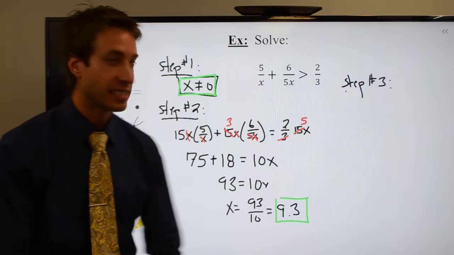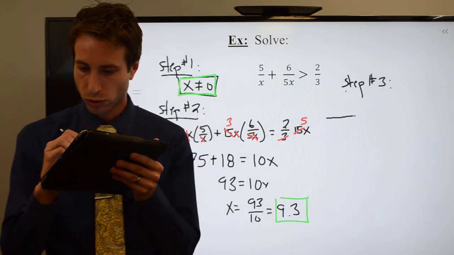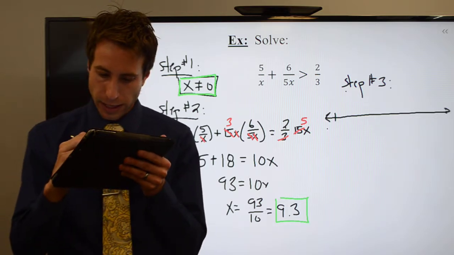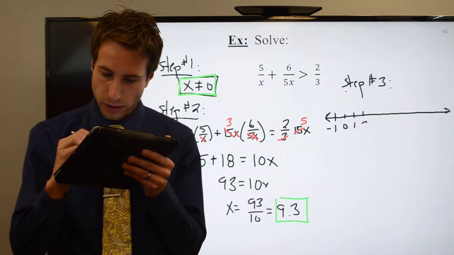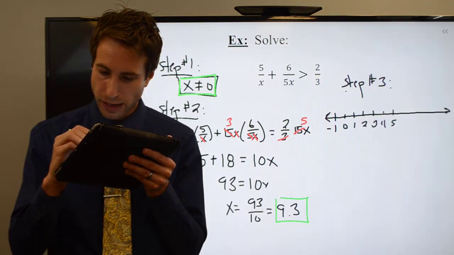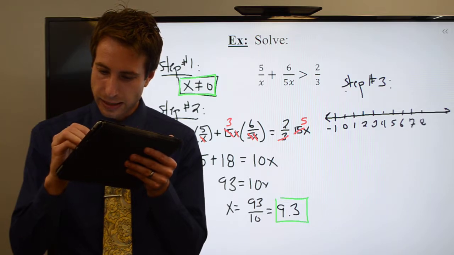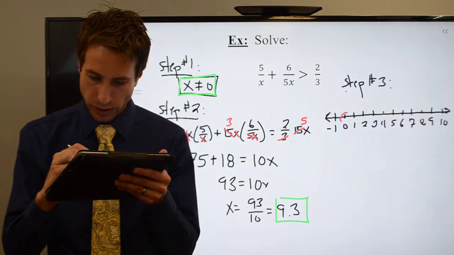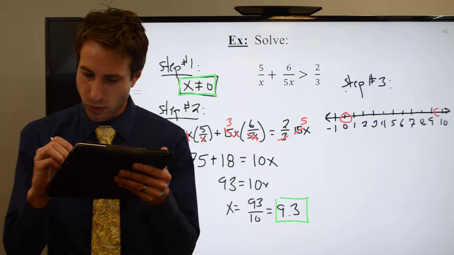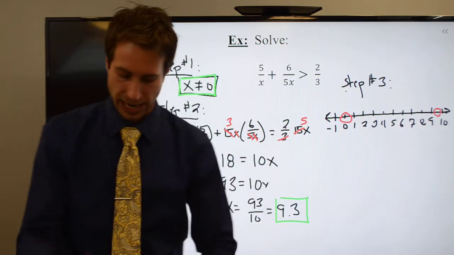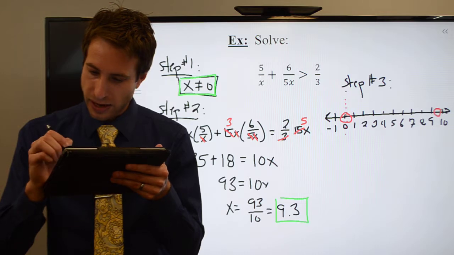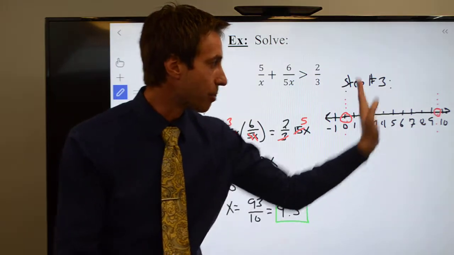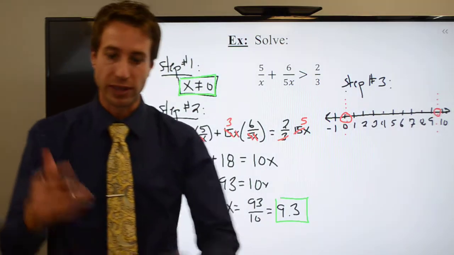All right, so 9.3 and 0, here's my number line. Let's see how this goes. -1, 0, 1, 2, 3, 4, 5, 6, 7, 8, 9, 10. All right, and I need 0 is excluded, and 9.3, which will be somewhere right about in there. Again, you don't have to be exact. Throw those dotted lines in there, and there we go. I can clearly see I have 3 intervals. I have anything less than 0, between 0 and 9.3, and then greater than 9.3. Let's go ahead and pick a couple of values.